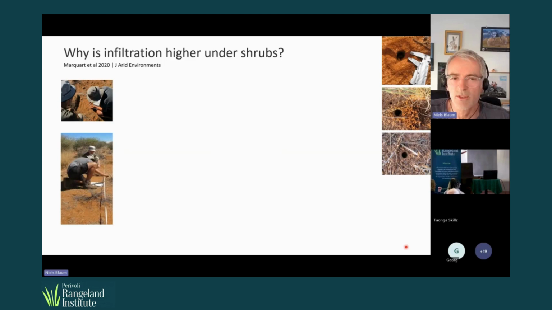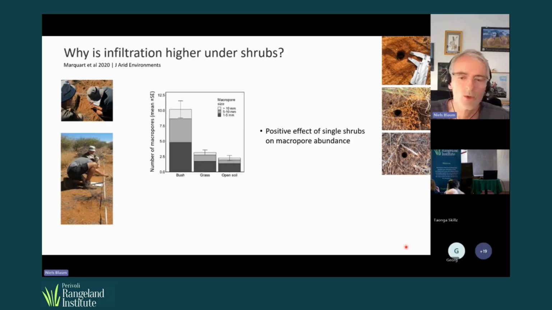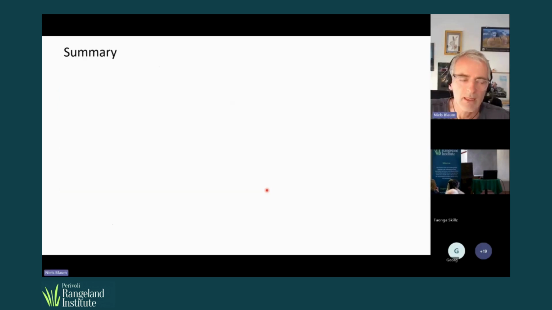But why is infiltration actually higher under shrubs? This is the last chapter of Arnim's PhD thesis, and for this, he was counting and measuring macropores at different vegetation types and vegetation structures. I also show just one figure here, showing the number of macropores under bushes or shrubs, under perennial grass tussocks, and on open soil, and we see a positive effect of single shrubs on macropore abundance.